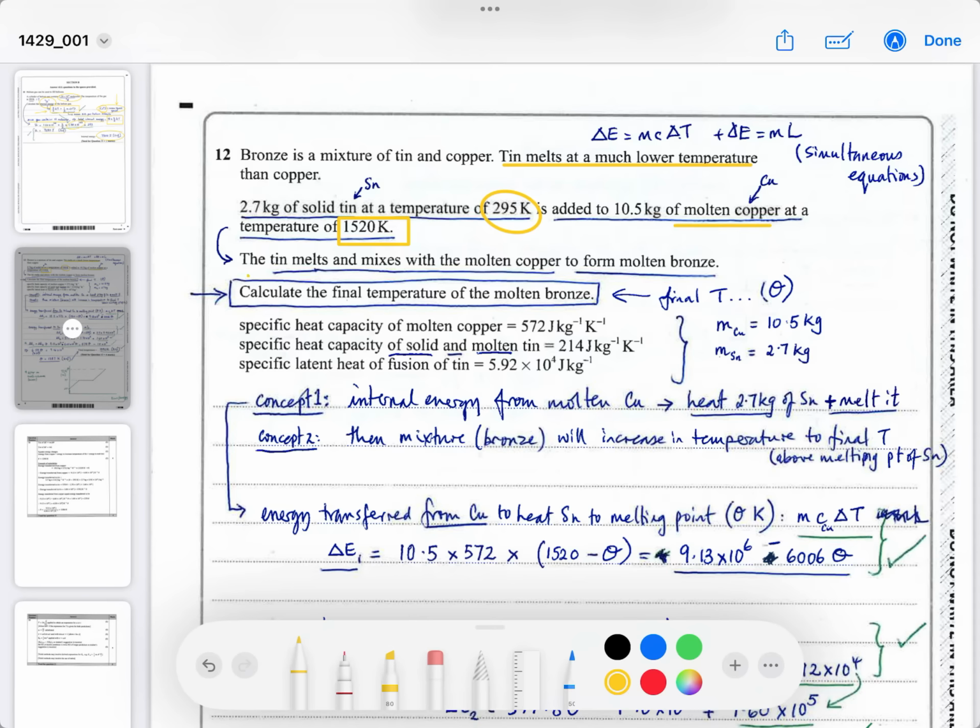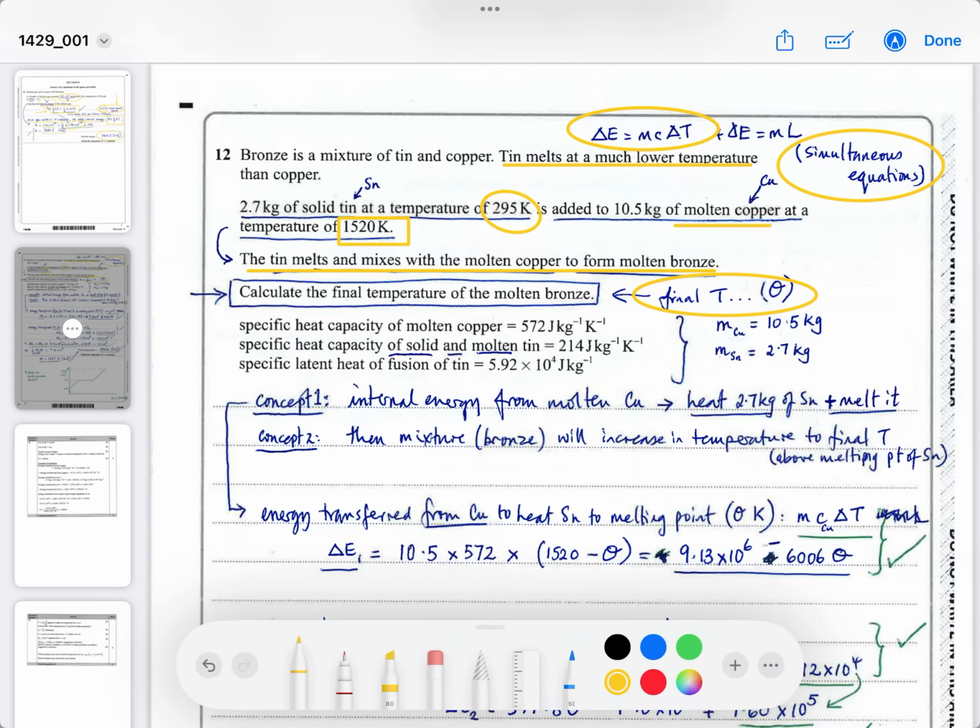So it tells you the tin melts and mixes with the copper to form bronze, molten bronze. Okay? So they want you to calculate the final temperature of the mixture. So the final temperature, I'm calling it theta. So I'm going to find theta for you. Now what you've got to do mathematically is use simultaneous equations. So we need to use this equation for specific capacity.